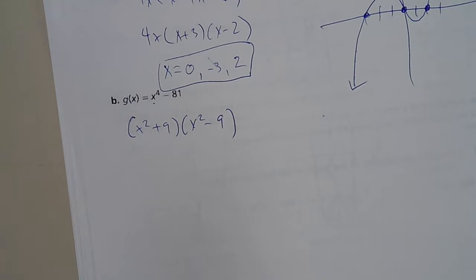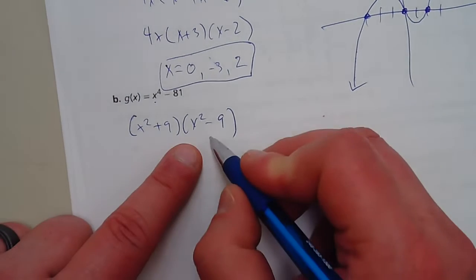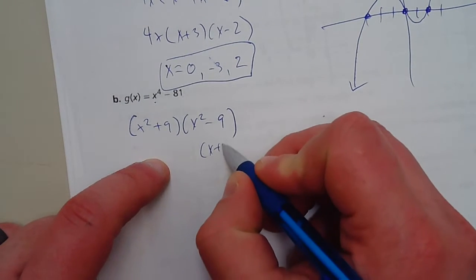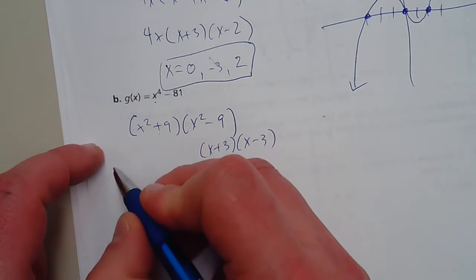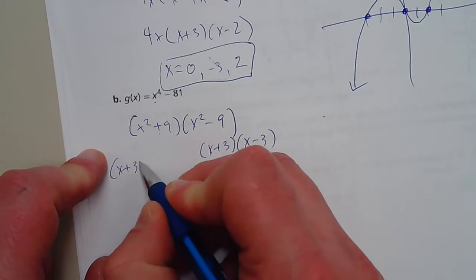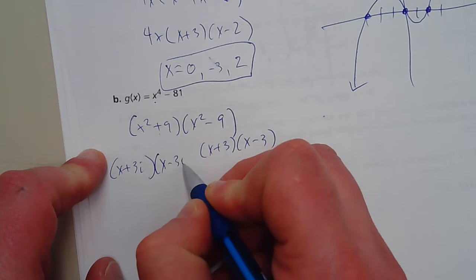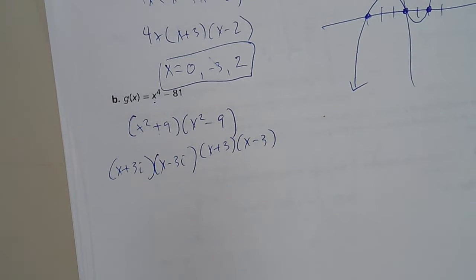And then those are also a sum and a difference of squares. So this one's just another difference of squares. This is going to be x plus 3 and x minus 3. This is a sum of squares. So it's going to be x plus 3i and x minus 3i. So all our factoring from previous days is back again. It doesn't go away.